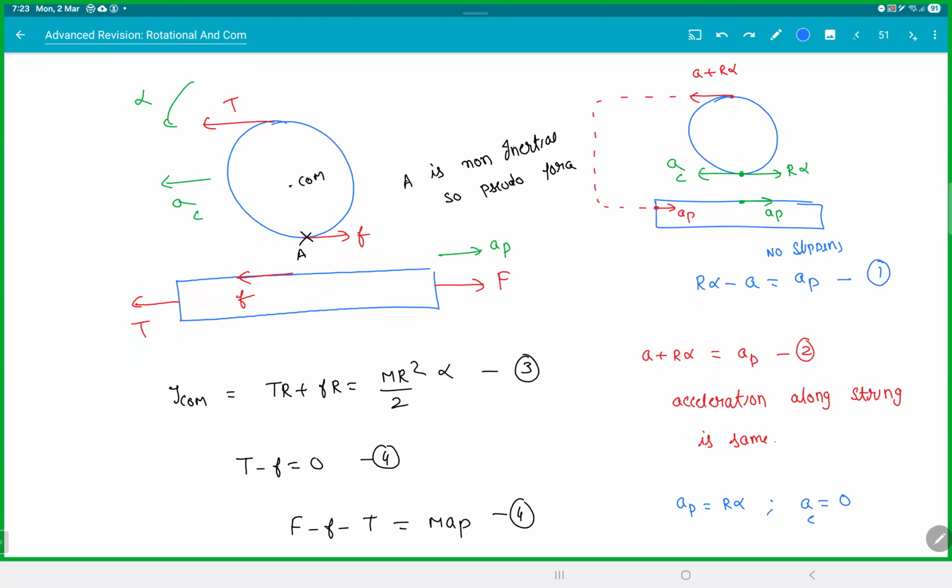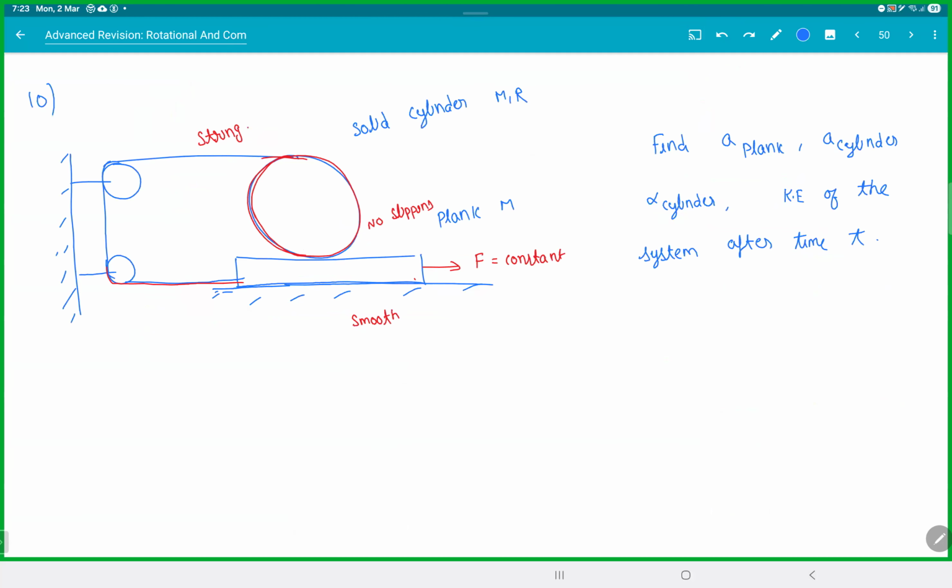Then how do you find the kinetic energy of the system at time t? Now, since I know the acceleration and alpha, I can find V final, omega final after time t, and then I can find the kinetic energies. That is one way to do, but there's a much better way. On this entire system, what is the external force acting on the system? F. N is there, but N will not do any work, isn't it?